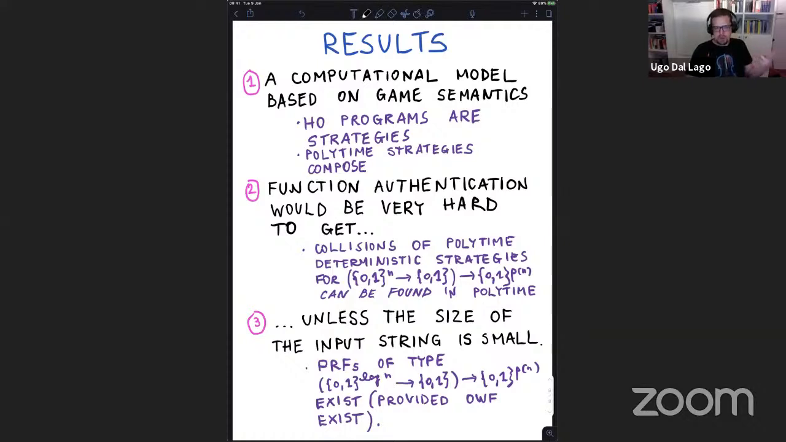So these two were the reasons we chose to get polynomially bounded interactions, but we haven't found yet any counterexample to the fact that concrete cryptographic protocols are polynomially bounded.